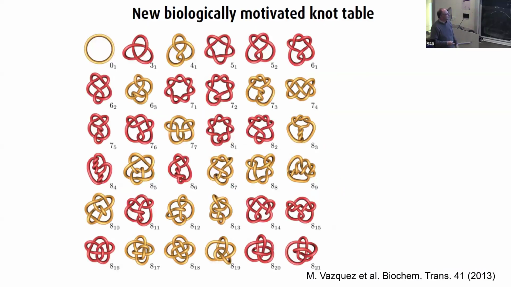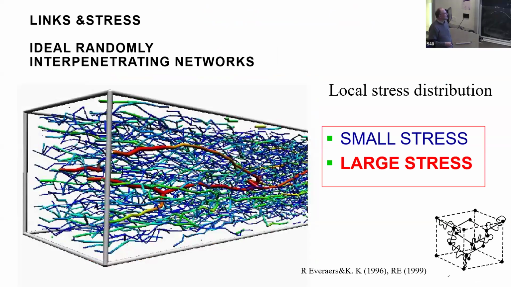And here's an interesting table, if you like it. You can find many tables about biologically motivated knots, and they can become much more complicated than the few words which I'm trying here. But what I'm interested in here is more systems with many chains.